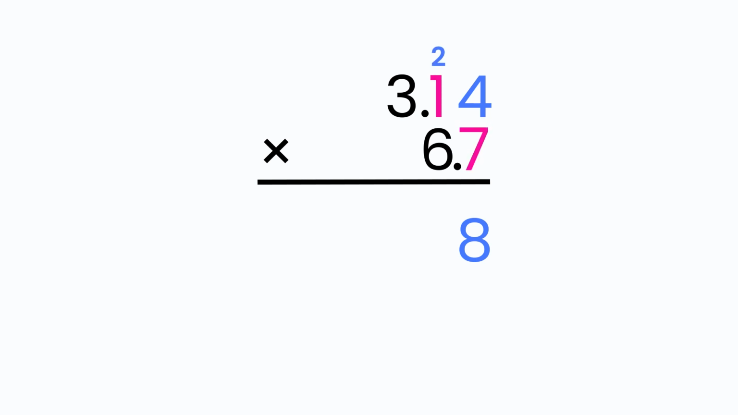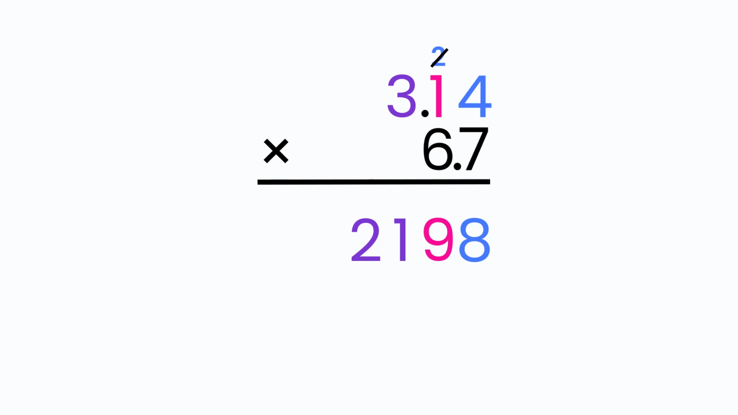7 times 1 equals 7, plus the 2 you carried equals 9. Write the 9 in front of the 8. You then multiply 7 by 3, which is 21. Since 3 is the last digit, you write the whole answer in front of the 9.